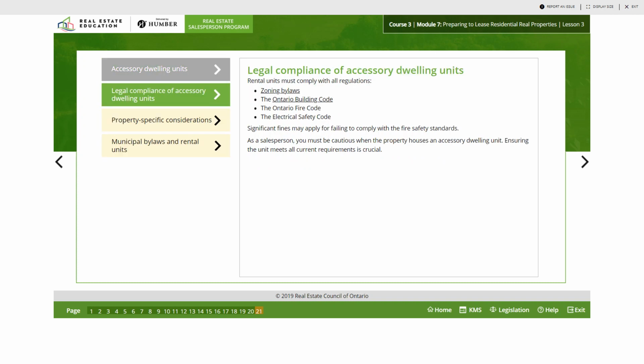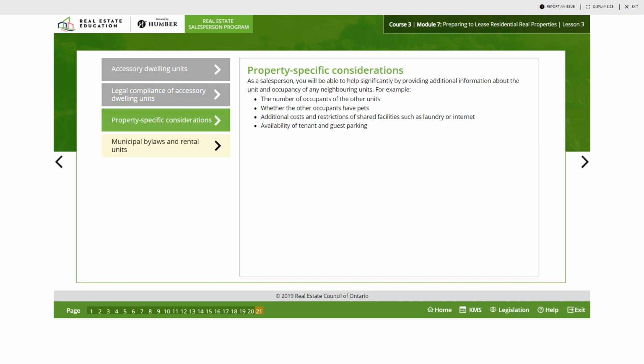Legal compliance of accessory dwelling units. Rental units must comply with all regulations, for example: zoning bylaws, the Ontario Building Code, the Ontario Fire Code, and the Electrical Safety Code. Significant fines may apply for failing to comply with the fire safety standards. You must be cautious when a property houses an accessory dwelling unit. Ensuring the unit meets all current requirements is crucial.